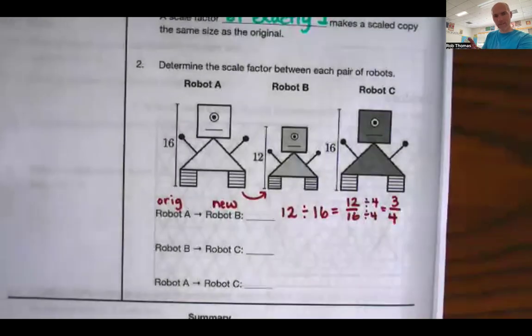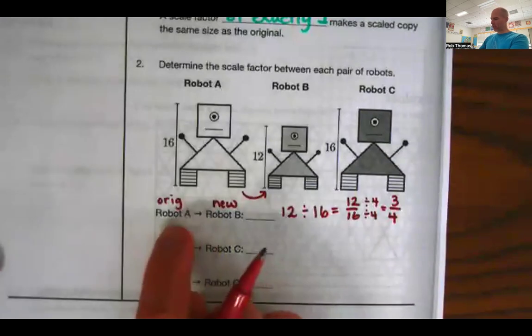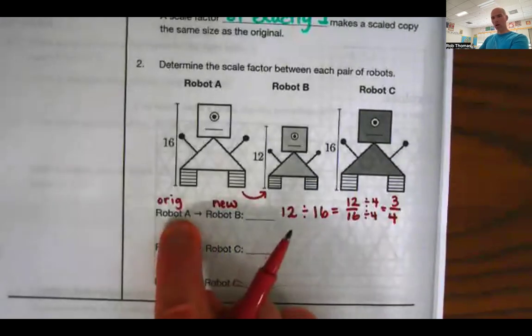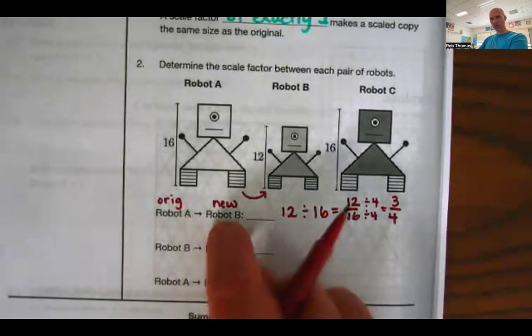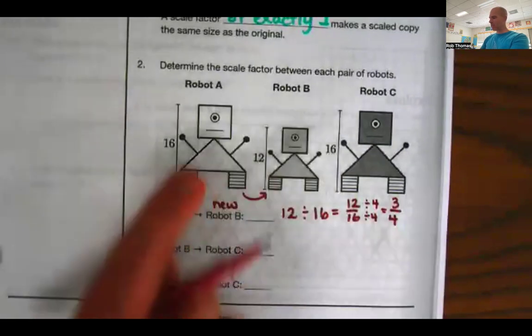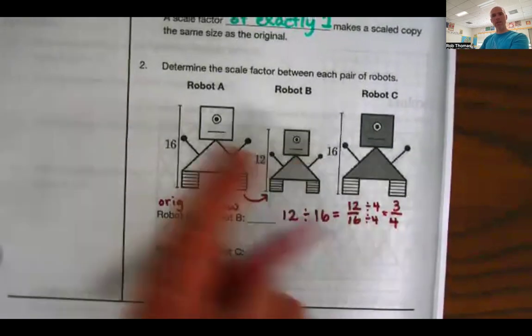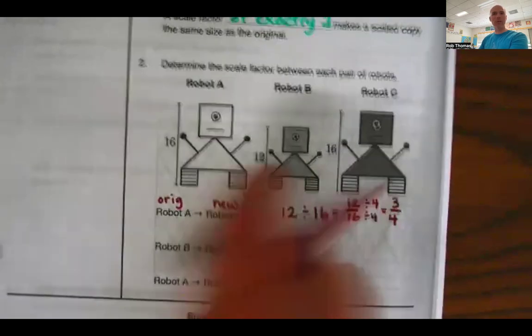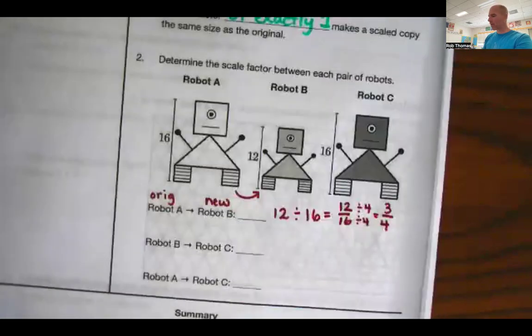So the scale factor, if you think of robot A as the original and robot B as the new, then the scale factor that was used there was 3/4. Or in other words, robot B is 3/4 as big as robot A.